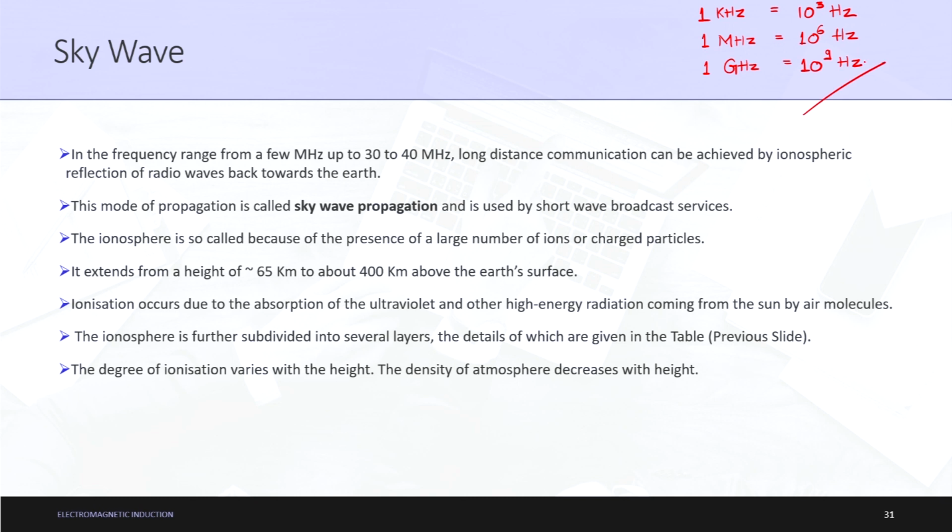So, in the frequency range, what is the frequency range? Frequency range means bandwidth only. From a few megahertz up to 30 to 40 megahertz, long distance communication can be achieved by ionospheric reflection of radio waves back towards the earth. What this line means is, in the concepts of refraction and reflection, even before class 11th or 12th, we have studied a concept called total internal reflection.